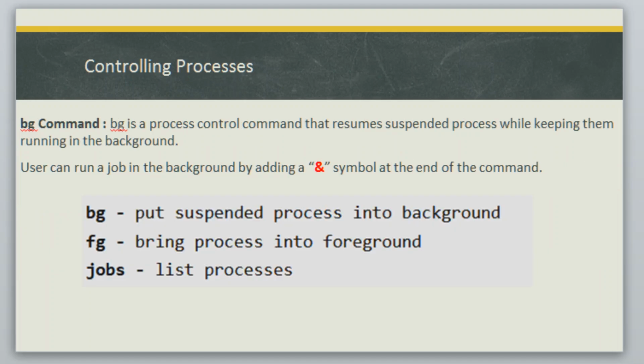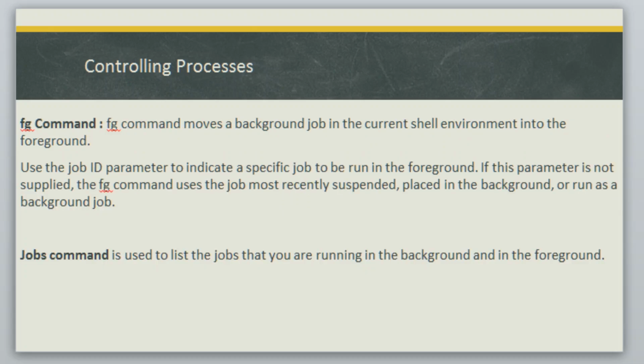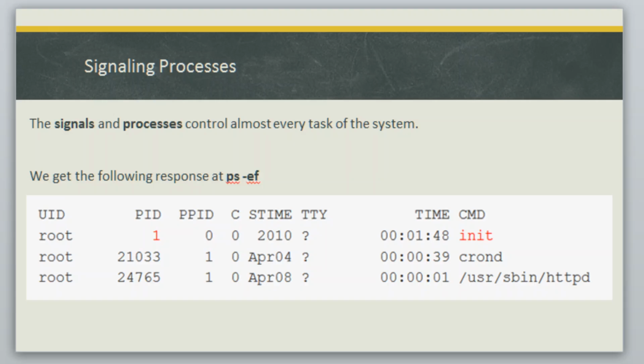Let's head back to our PowerPoint. Oops, there we go. So the foreground command moves a background job in the current shell environment into the foreground. We can use the job ID parameter to indicate a specific job to be run in the foreground. If this parameter is not supplied, the foreground command uses the job most recently suspended, placed in the background, or run as a background job. And as we just saw, the jobs command is used to list the jobs that you're running in the background and the foreground. So the signals and processes control almost every task of the system.